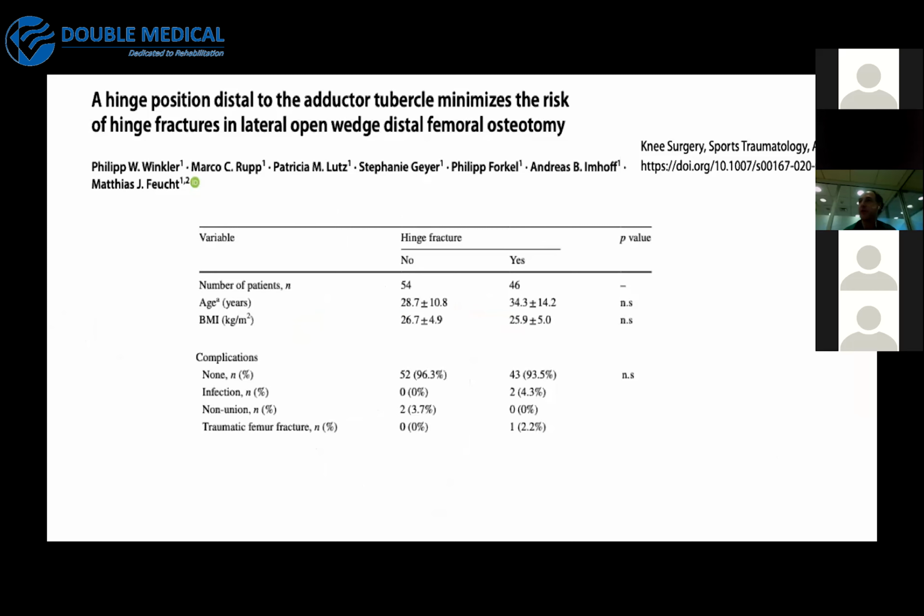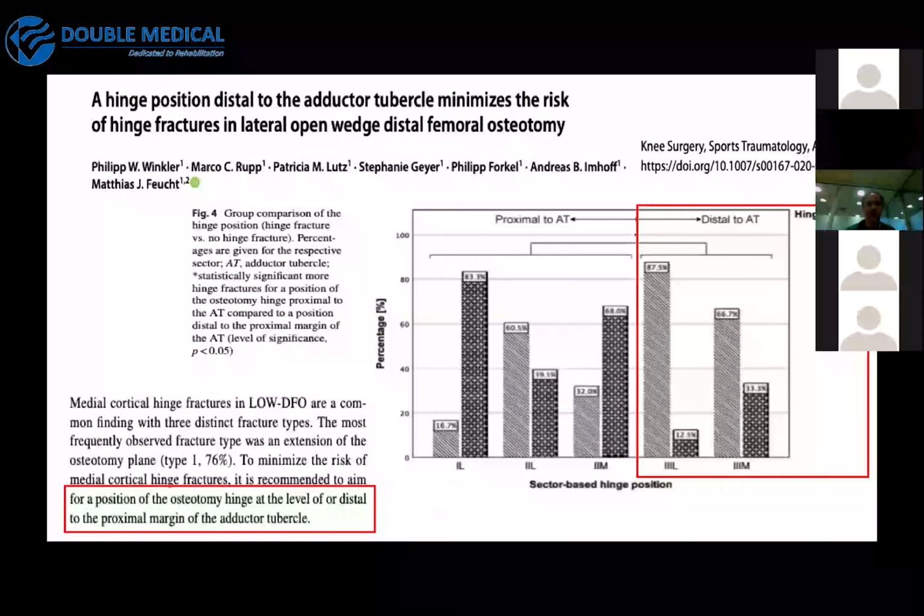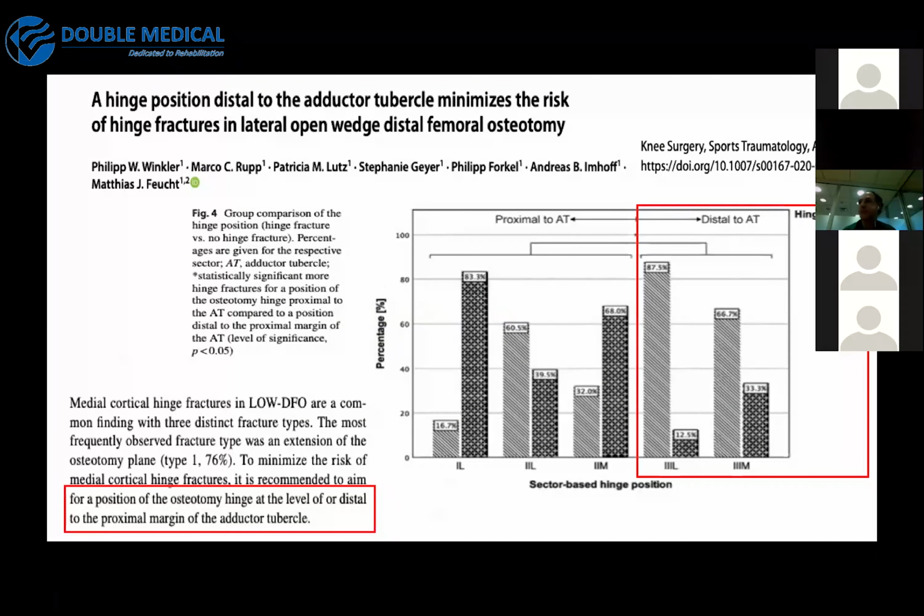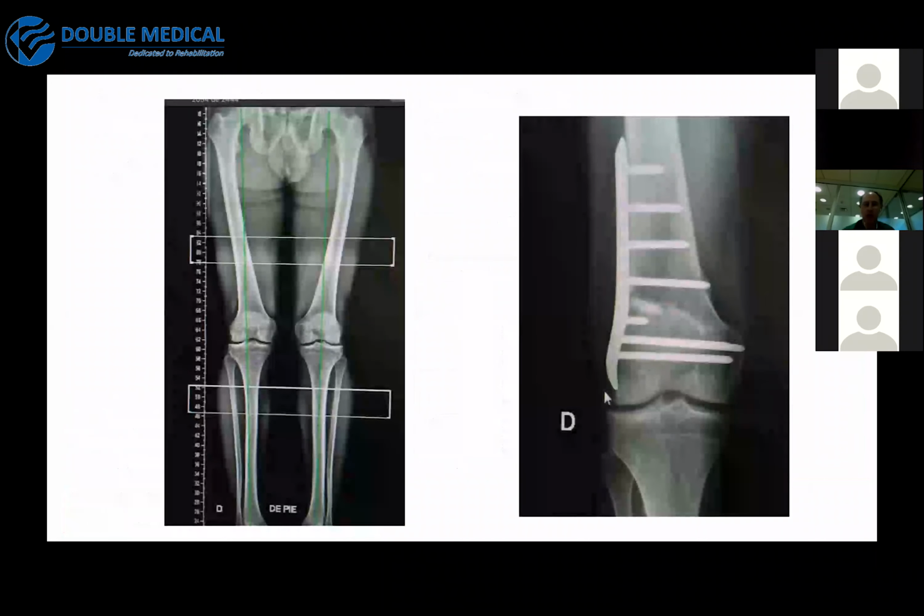Why? Because of a very rigid and fixed plate. But what they found is that if the point where they put the hinge is below the adductor tubercle, the rate of fractures was very low compared to when it was proximal to the adductor tubercle. So always when you use an open wedge osteotomy of the femur, please use a hinge below the adductor level, into the metaphyseal bone. So we will be safe and the chances of having a fracture will be very low. As we see in this patient who is absolutely healed after almost 8 years of the procedure.